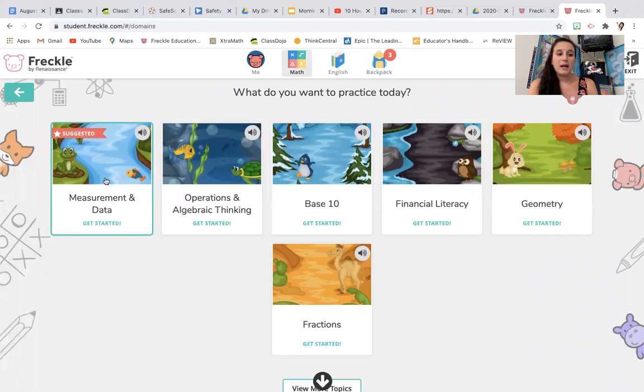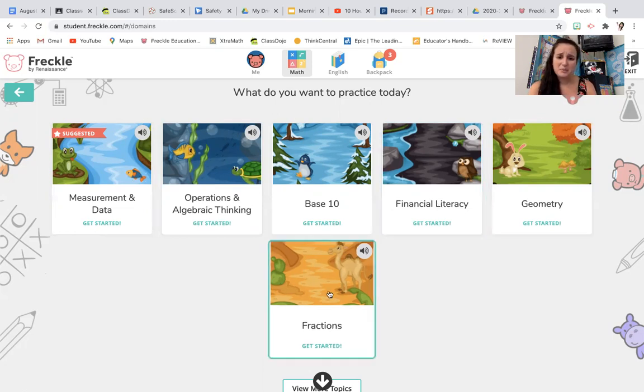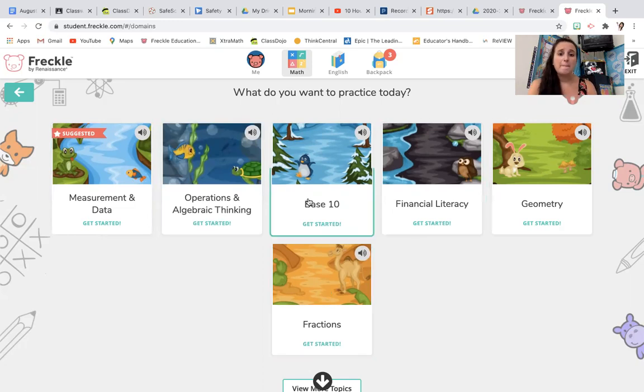So you really don't have to do all of these right now. And I'll let you know right now, measurement and data isn't until the end of the school year. Geometry is until the end of the school year. Financial literacy, I'm not even sure really what that is. I don't even know if that's something we teach. I don't think so. But fractions also is later on in the year. Base 10 is our first unit of study. It's chapter 1, place value and things like that. And you could probably even try the operations and algebraic thinking. I would just work on these two. Don't even worry about these other ones, okay?